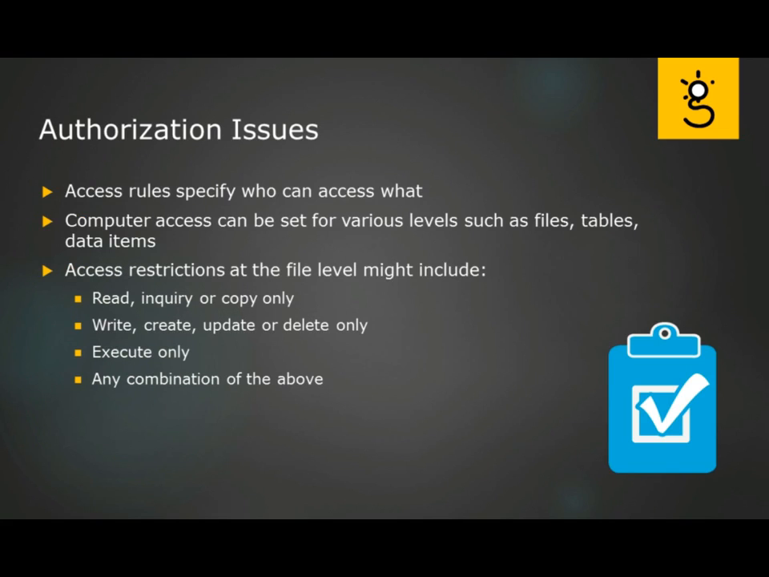When we talk about authorization, which is what you can do, right? So we get past authentication of who you are. Now it's what you can do. We use access rules to specify who can access what. Now, computer access can be set at different levels for files, for tables, for data items. As an example, at the file level, you would see access restrictions of read, inquire, or copy only, to write, to create, update, or delete only, execute only, or some combination of all of those that we want to give you as far as your access to that item.